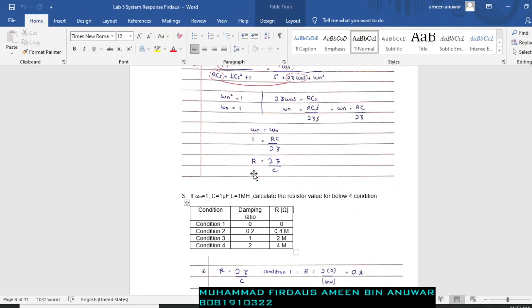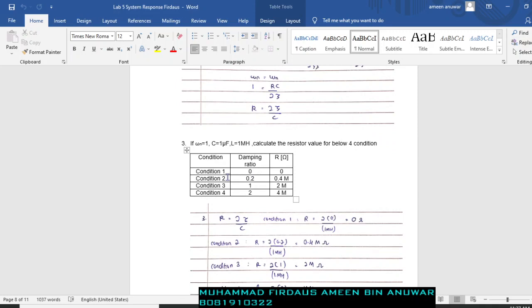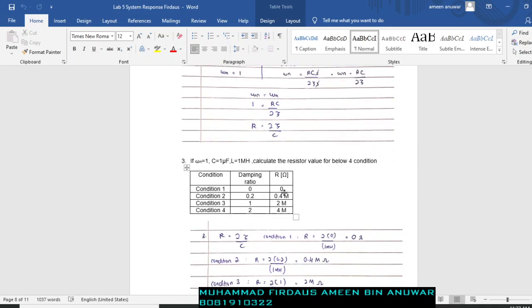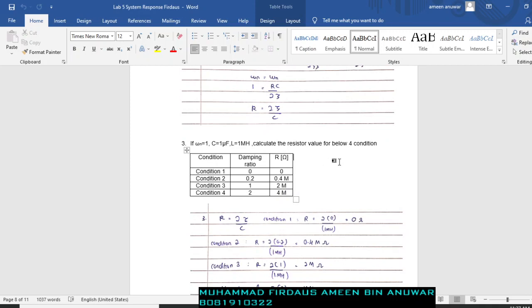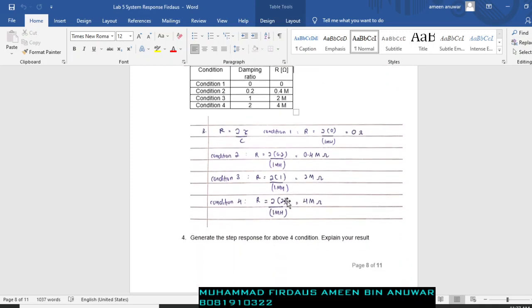So to find the value of R for number 3, we just need to insert our damping ratio and our capacitor based on this equation. For the first condition, I obtain 0, second one 0.4, condition 3 is 2, and the last condition is 4. This is my working method.